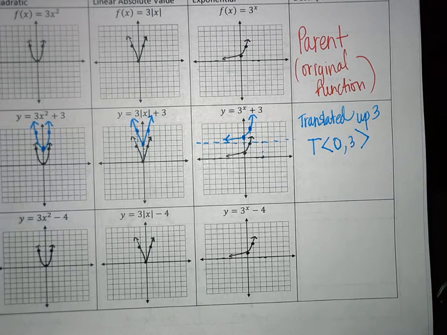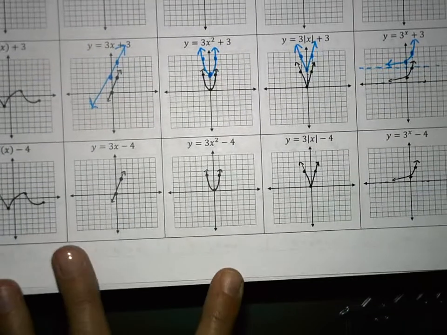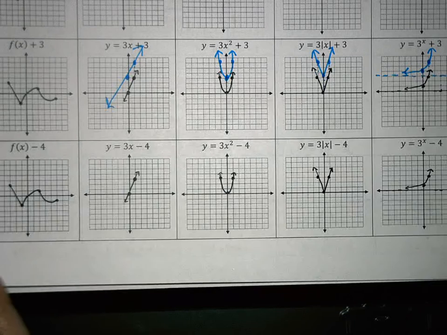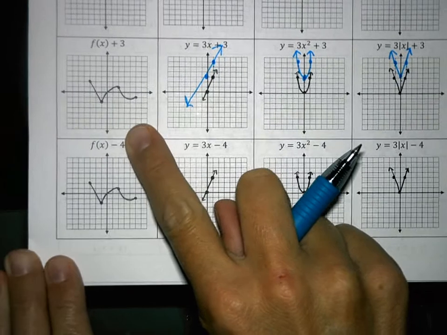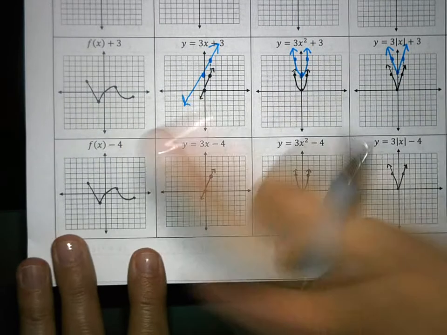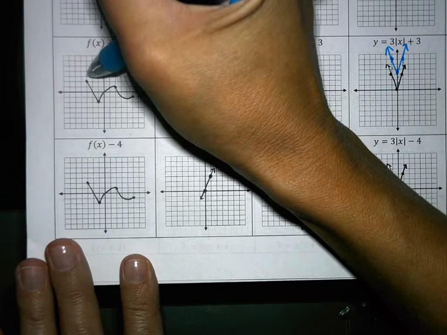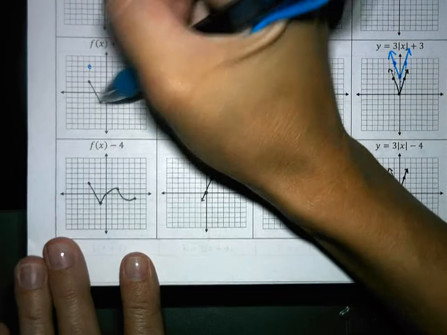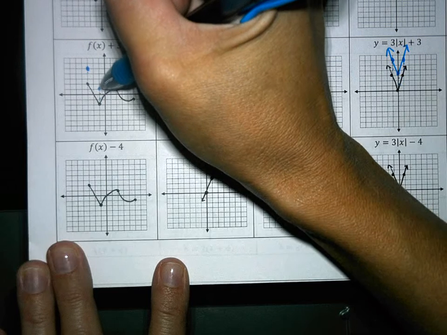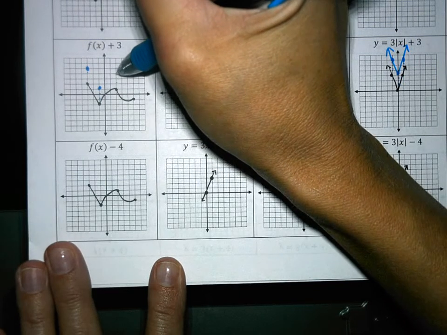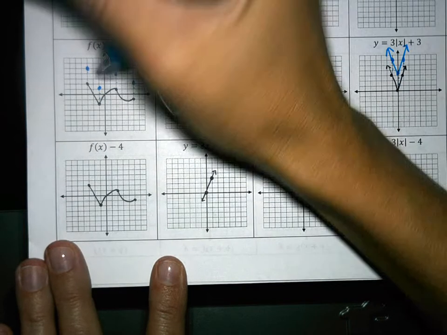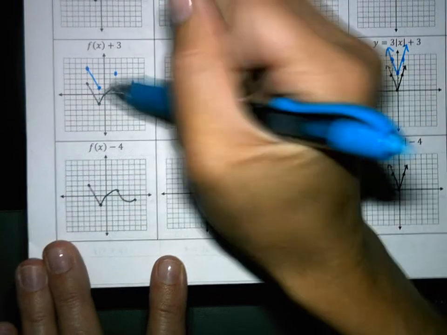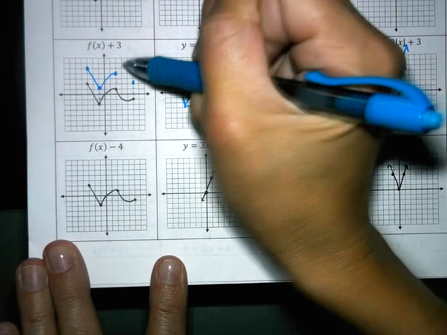Okay, any questions? All right, this next one. Oh, and you know what? Let's go back to this f of x plus 3 here. Same thing on this one, right? Can you guys do this one? So we're just going to move each of these points up 1, 2, 3. And so just kind of try your best to copy how the curves are.